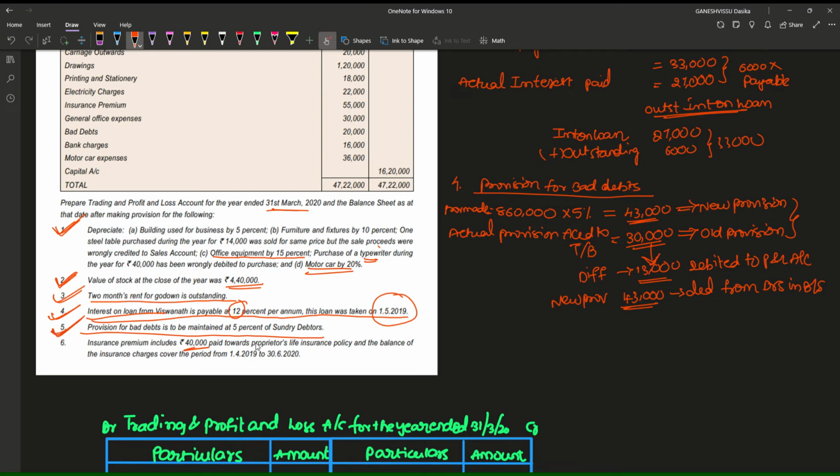Insurance premium includes 40,000 paid towards proprietor life insurance policy, and the balance to the insurance covers a period from 1/4/2019 to 30th June 2020. And we have already seen what is the year for us: 1/4/2019 to 31st March 2020. But the insurance period is 1/4/2019 to 30th June 2020. That means an extra 3 months is paid already. That is prepaid insurance, what we can say. So the fifth adjustment, fifth working note, is insurance premium.